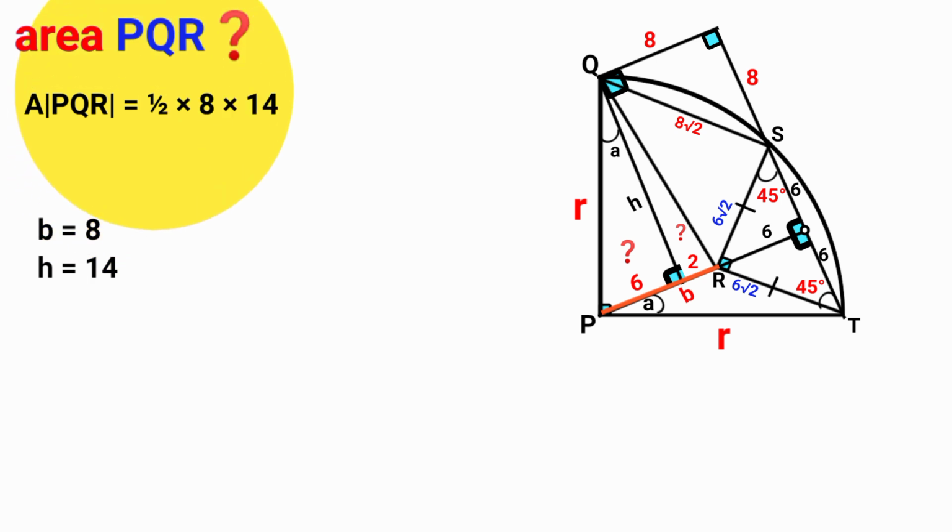Substitute it here. 1 over 2 times 8 is 4. 4 times 14 is 56. So area of triangle PQR, which we are asked to calculate, is 56 square units.